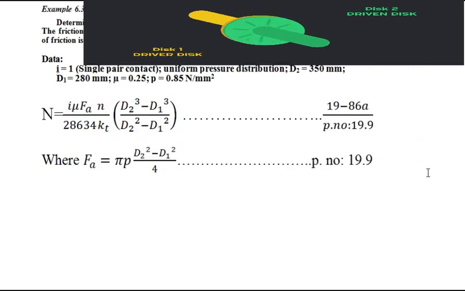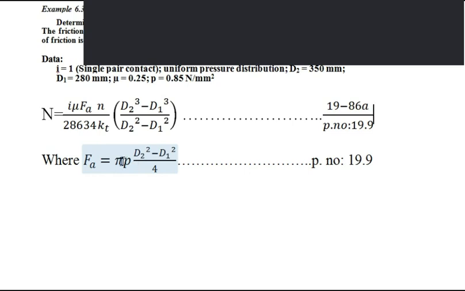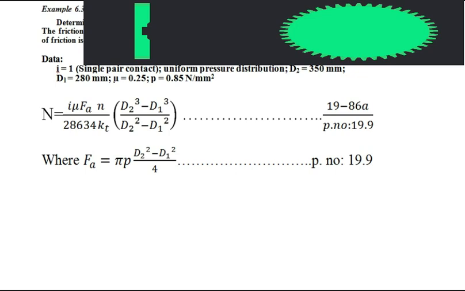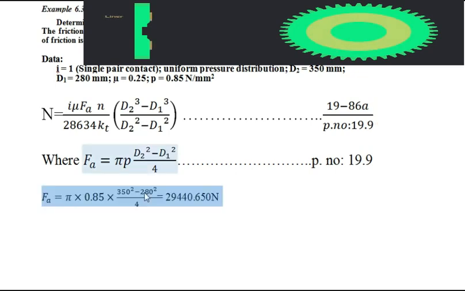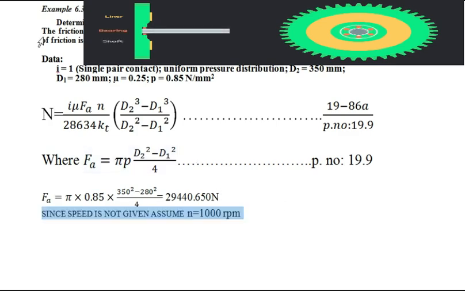This is the formula for finding the axial force. Everything is known. P, the allowable pressure, is known. D1 and D2 are known. Substitute in the formula and you will get the answer. This is the answer which is obtained: 29440.6500 Newton. The speed we are assuming is 1000 RPM.